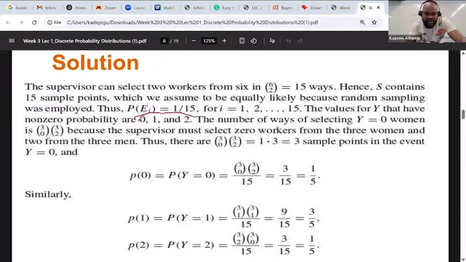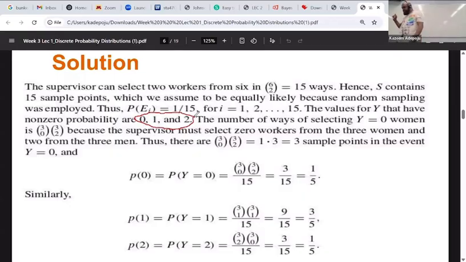If you take a look at this value, because they are choosing two people, the number of women in the selection could be 0, could be 1, could be 2. If they are choosing three people, the number of women could be 0, 1, 2, 3. If they are choosing 4, 0, 1, 2, 3, 4. Does that make sense? Okay.